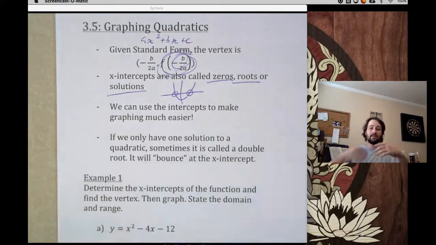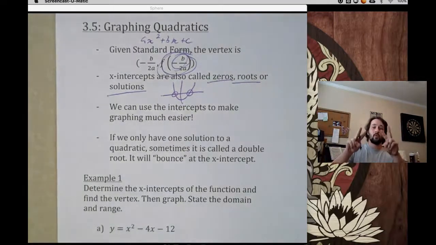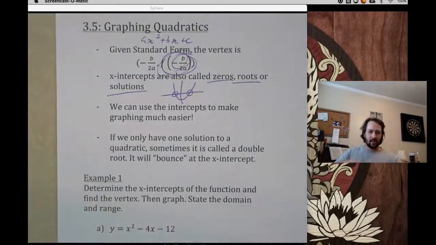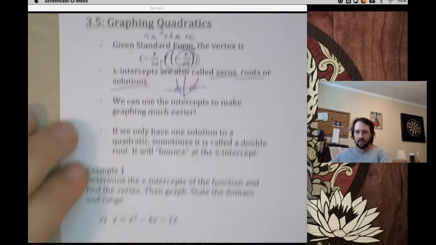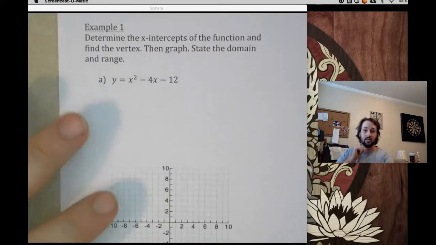If we only have one solution to a quadratic, sometimes it is called a double root. It will bounce at the x-intercept. We'll get to one in this video, where you will see what happens when we have a bounce or a double root. That's just called the multiplicity being higher than 1. I don't know if Apex talks to you about that or not. I don't think they do, because that's kind of a pre-cal concept when you get to multiplicity of graphs.